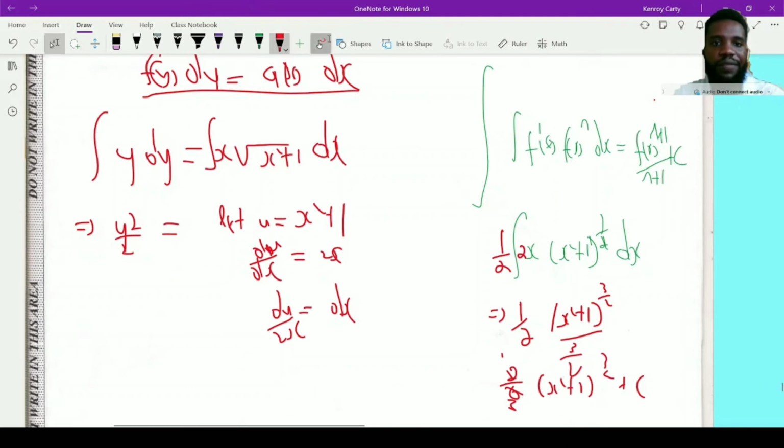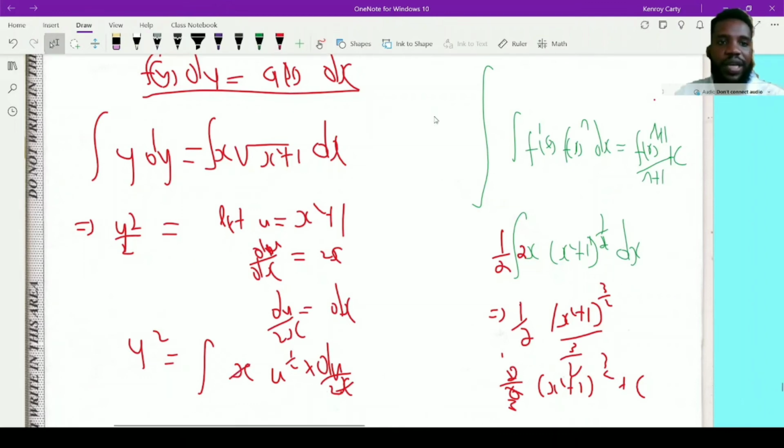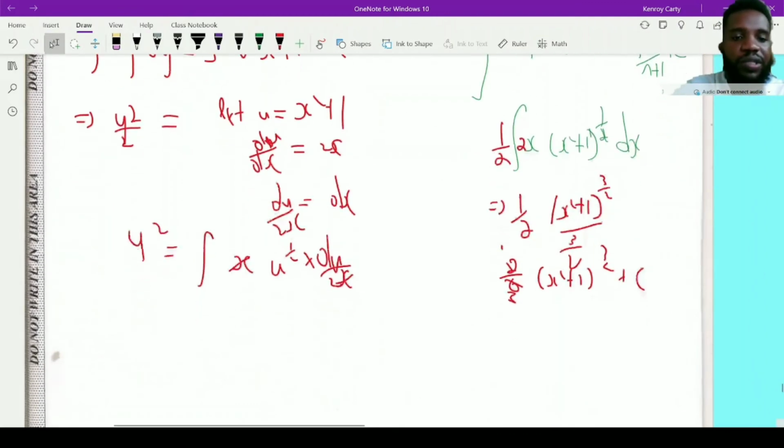So you go back and you make your substitution. Now on the left hand side, I still have my y squared. So y squared equal the integral of x. U is going to replace x squared plus 1. So you can write it as u to the half times du over 2x. And this normally happens in recognition, some form of cancellation or something. And then the half can go outside now.